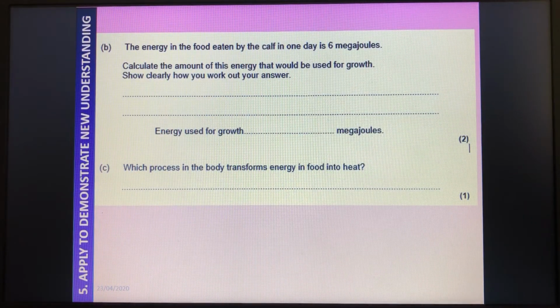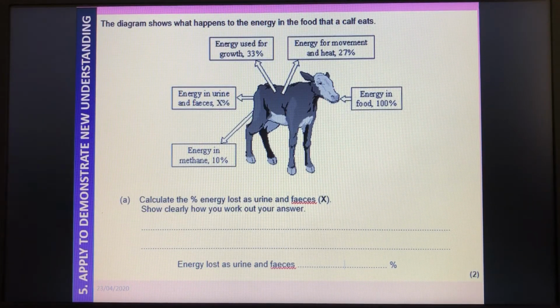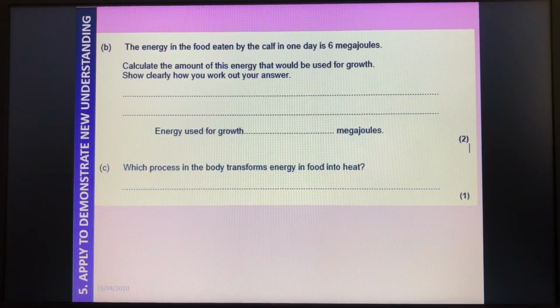Okay, the energy in the food eaten by the calf in one day is 6 megajoules. Calculate the amount of energy that would be used for growth. Show clearly how you work out your answer. So let's go back to our picture. How much energy is used for growth? Okay, here we are, 33%. So, the calf in one day eats 6 megajoules of energy. Calculate the amount of energy that would be used for growth. Show clearly how you work out your answer.